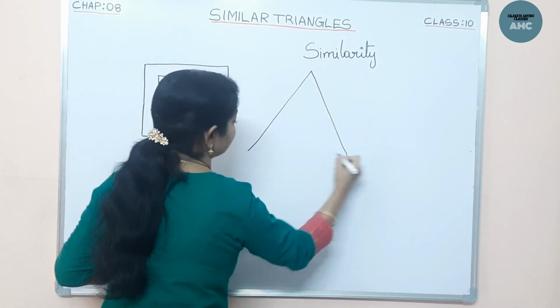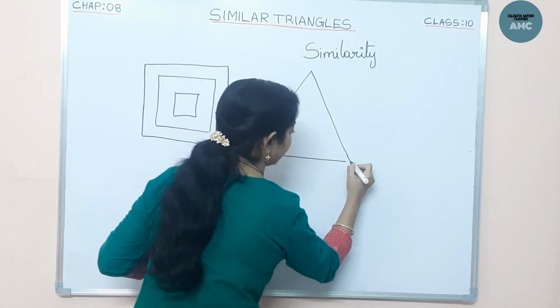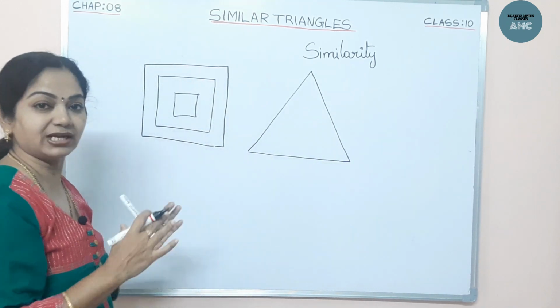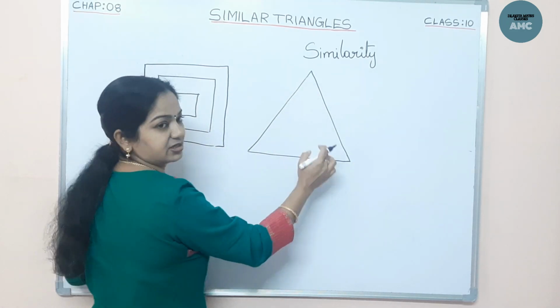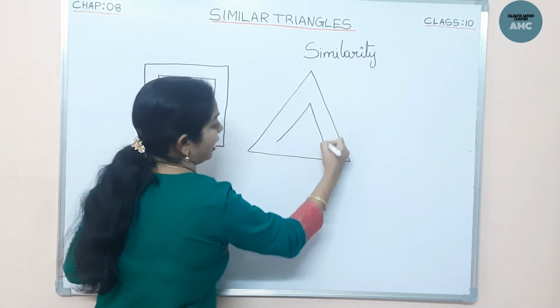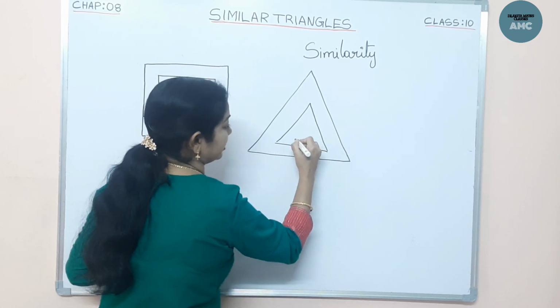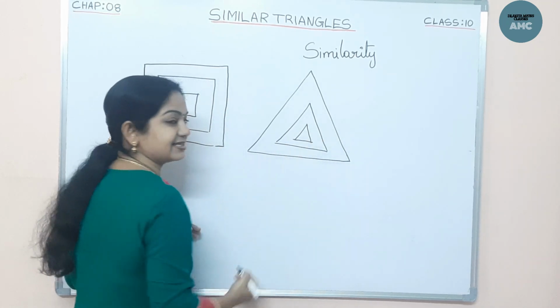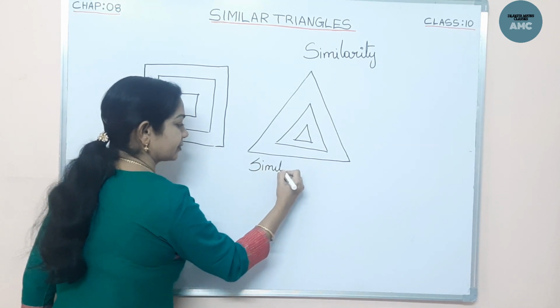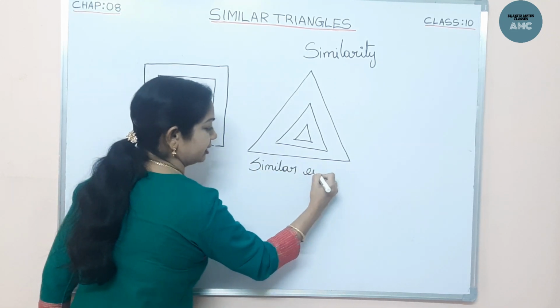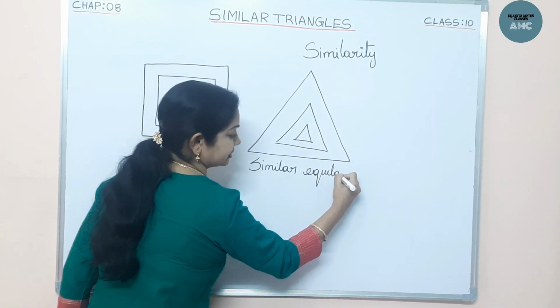Likewise, if you take equilateral triangles, all the angles are 60 degrees, three angles 60 degrees, and all sides equal. I'll take another equilateral triangle, and another equilateral triangle. So these are similar equilateral triangles.